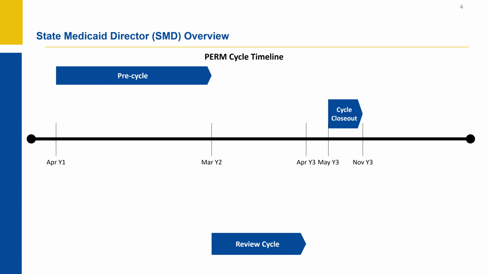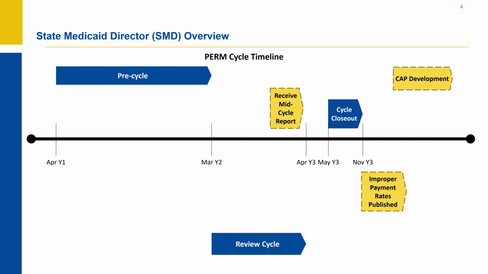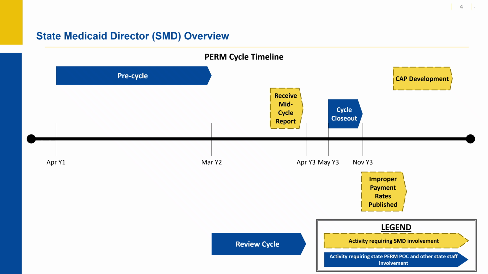While none of the activities in the pre-cycle phase require State Medicaid Director involvement, a few activities within the review and cycle closeout phases do require State Medicaid Director participation. These activities are the mid-cycle report, improper payment rates, and CAP development, which we will mention again later. Unless otherwise noted, the majority of activities included in this timeline only require state PERM points of contact and other state staff involvement.